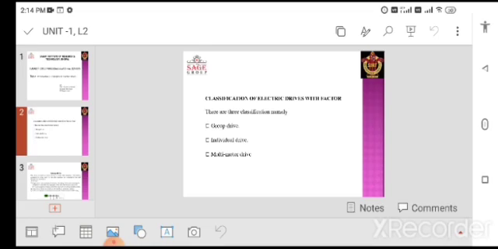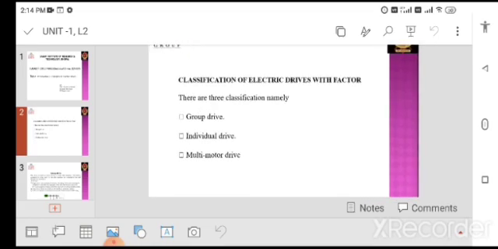They are mainly classified in three groups. First one, group drive. Second is individual drives, and third is multi-motor drives. The various types of electrical drive used in industry may be divided into these three categories.